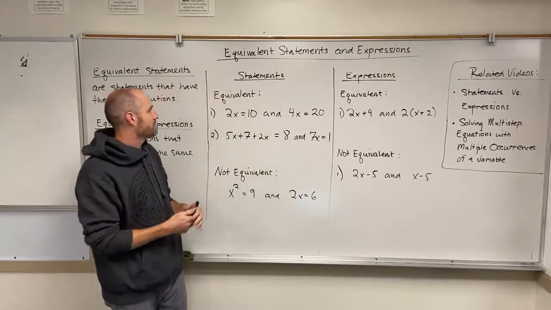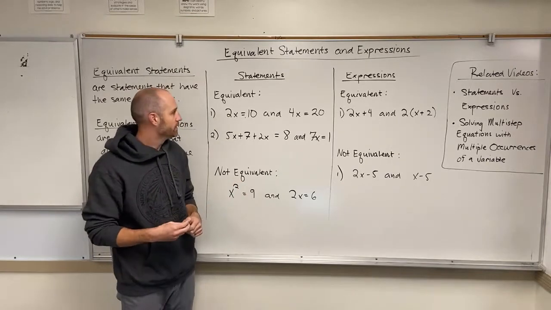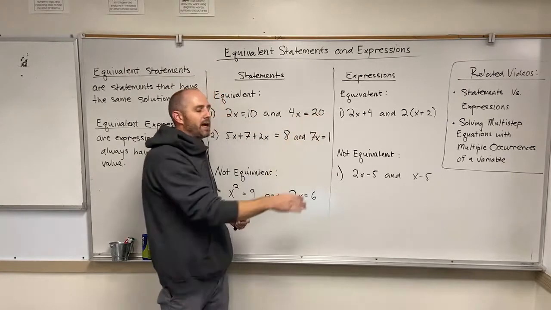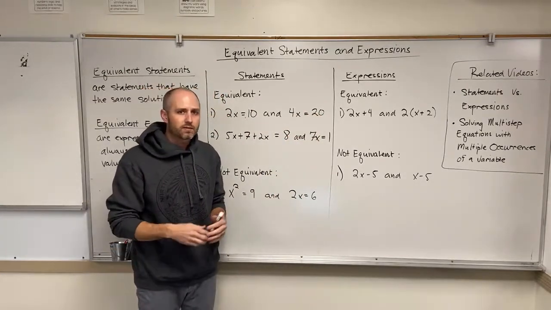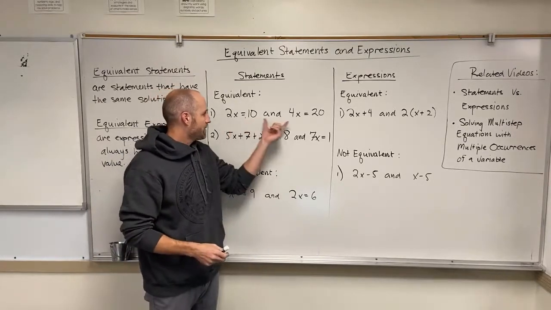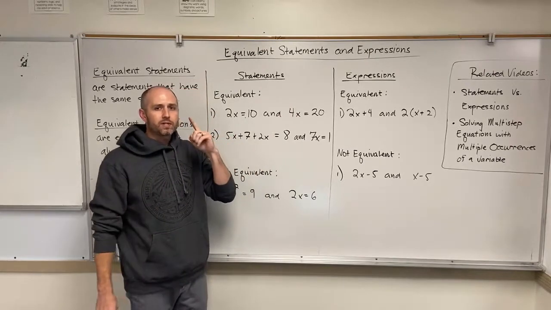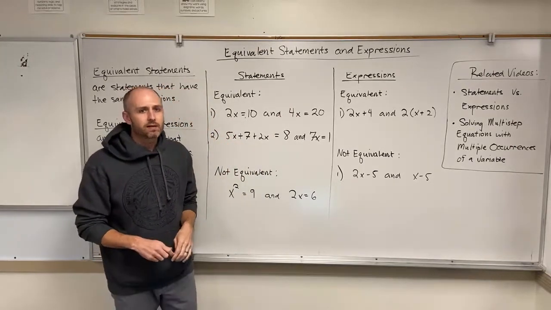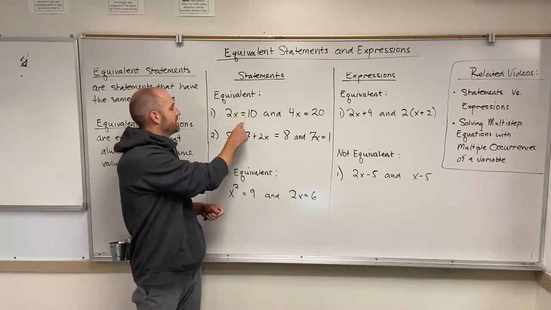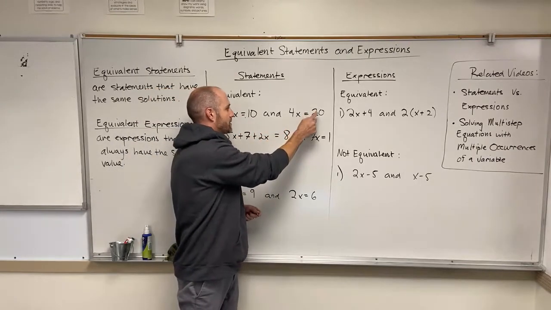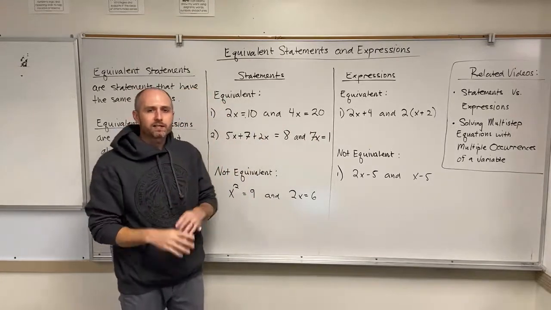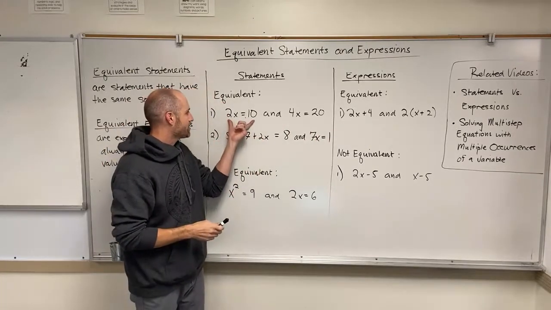Okay, let's start looking at some equivalent statements and some statements that are not equivalent. So here we have 2x equals 10 and 4x equals 20. And based on our definition of equivalent statements, these two statements are definitely equivalent. They have the same solution. Each one of these statements only has one solution. In other words, it only has one value of the variable that makes these statements true, and that value is 5. So 2 times 5 is equal to 10, so the value of 5 makes this statement true. 4 times 5 equals 20, so the value of 5 makes this statement true.